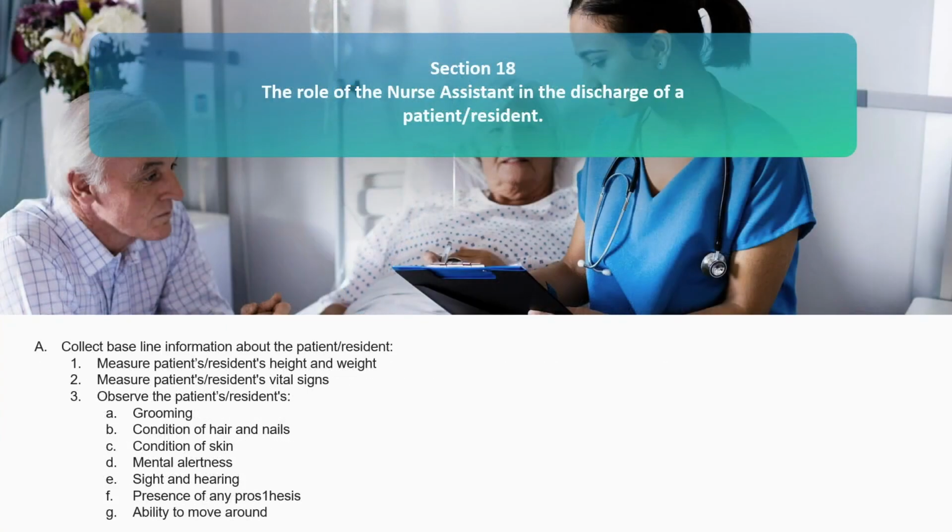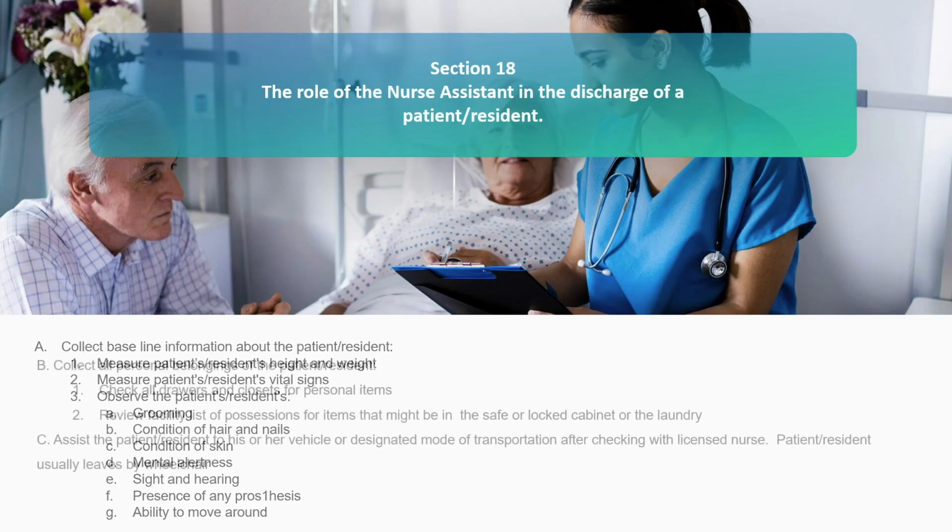Section 18. The role of the nurse assistant in the discharge of a patient or resident. Collect baseline information about the patient or resident. Measure the patient or resident's height and weight. Measure the patient or resident's vital signs. Observe the patient or resident's grooming, condition of hair and nails, condition of skin, mental alertness, sight and hearing, presence of any prosthesis, and their ability to move around.